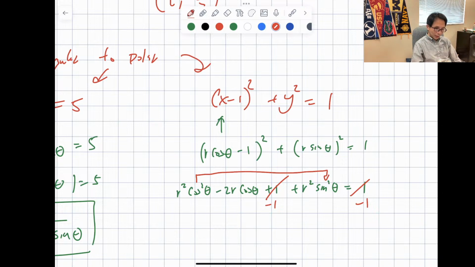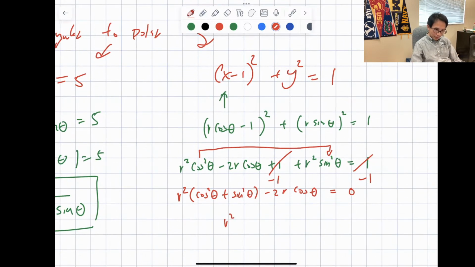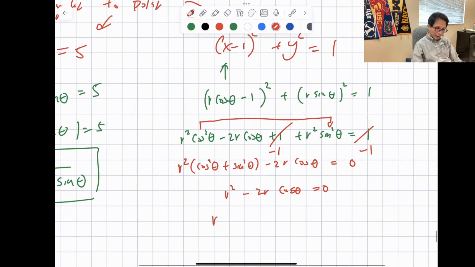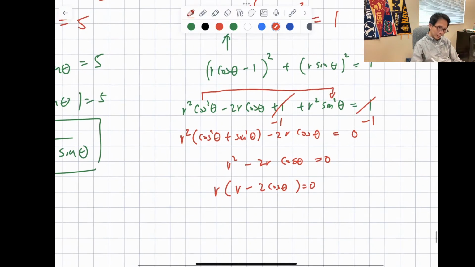If you factor out r squared, cosine squared theta plus sine squared theta minus 2r cosine theta is equal to 0. So this is just r squared minus 2r cosine theta equal to 0. You can take out r: r times (r minus 2 cosine theta) equals 0. R equal to 0, this first one, is extraneous because that's just a single dot. It has no radius. R minus 2 cosine theta is the perfect thing to represent this.